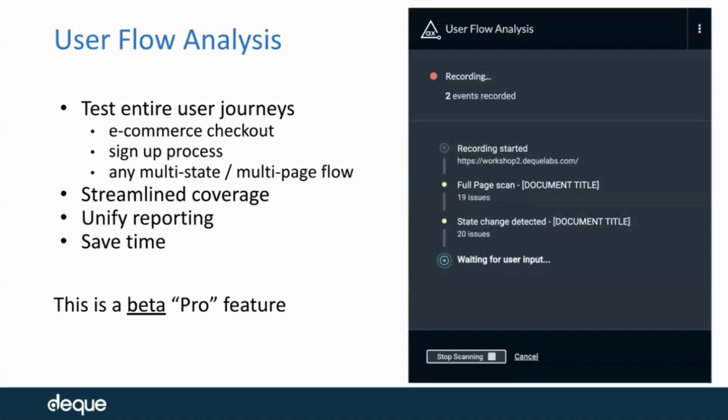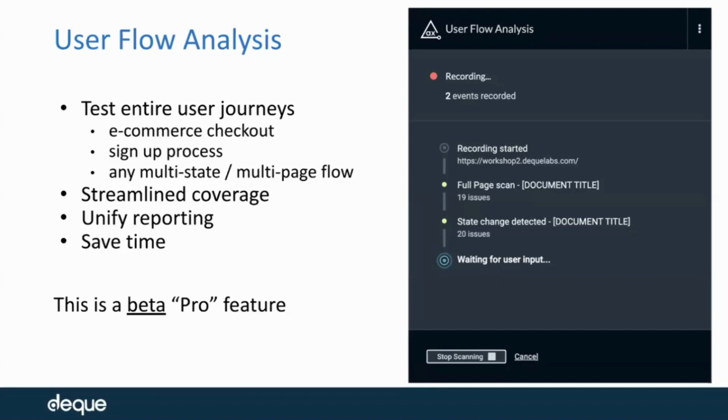And so the user flow analysis is something that allows you to test entire user journeys all in one consolidated scan. That includes things like e-commerce checkout flows, entire sign-up processes, or really anything where you manipulate the state of your application, expanding accordions and going from one page to another. Anything like that is a flow. And I'll show a demo here in a minute. I promise this demo will actually work.